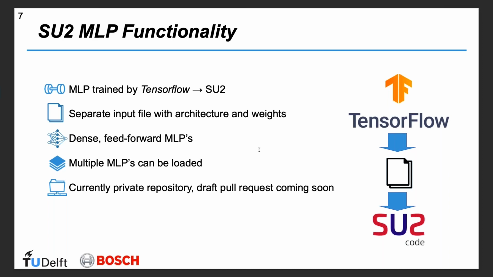This allows for users to load dense feed-forward type multi-layer perceptrons, which are very popular and easy to use. You can load multiple MLPs at the same time. So you can have different MLPs represent different parts of your fluid model, for example. Currently, I'm still working in a private repository, but I hope to conceive a draft pull request soon, so it will be publicly available.